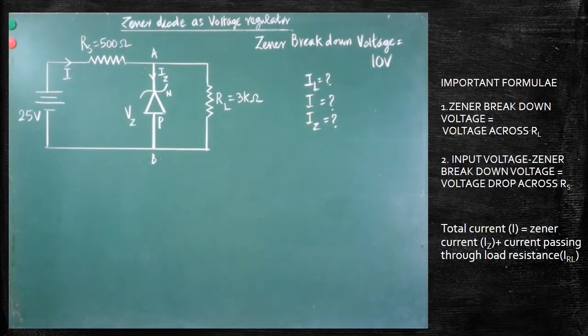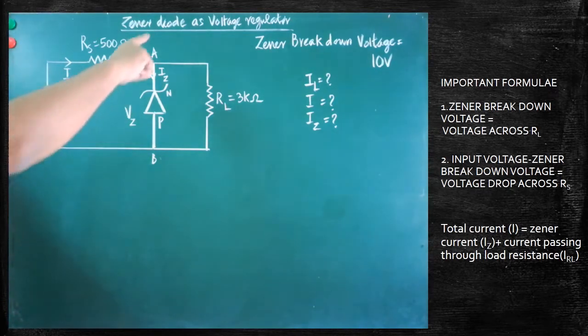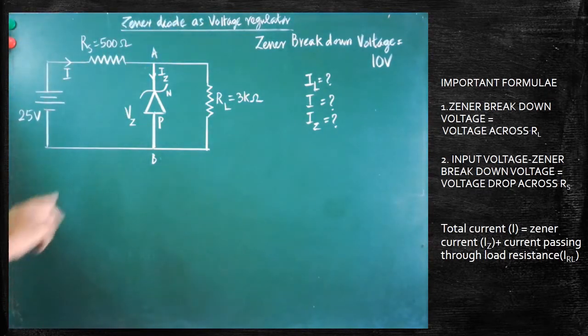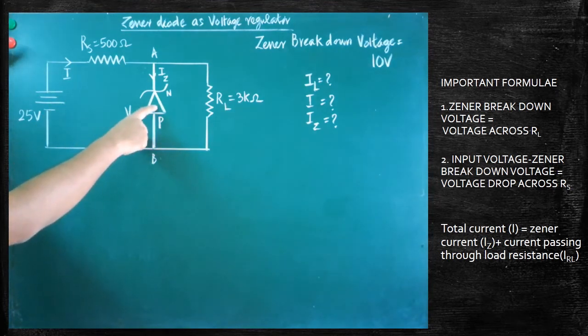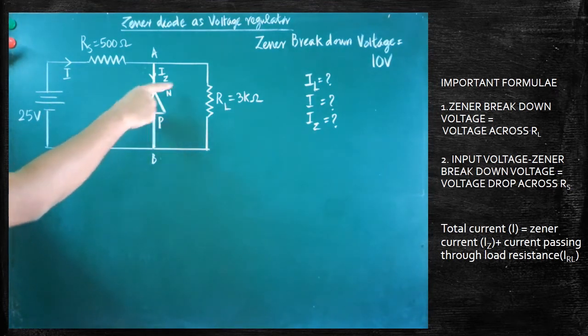Now we are going to solve the 9th problem in the 10th chapter. This problem is based on Zener diode. Already in the theoretical part you have learned that the Zener diode is used as a voltage regulator. Look at the circuit of the voltage regulator in which that Zener diode is used. This is the symbol of the Zener diode.